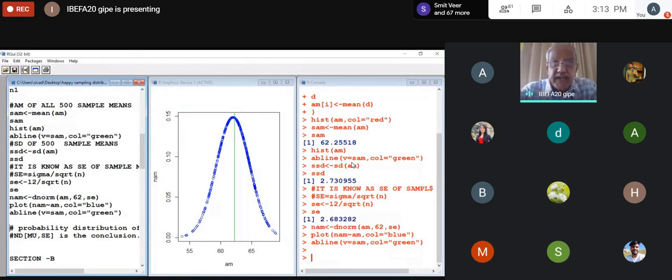Original data standard deviation is 12. Here the standard deviation is 2.68, but we call it standard error because we are computing how much the sample mean deviates from the population mean. This is what I said, central limit theorem. This is what the central limit theorem is.